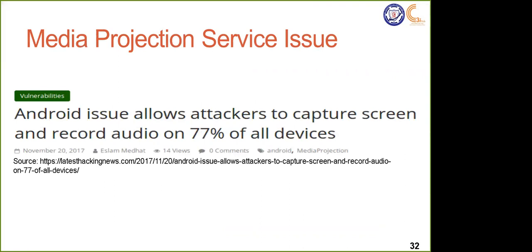And there is the media projection service issue. This issue is related to the media service, which facilitates screen recording or screenshots. An application can capture the screen or record audio, even record the entire screen, without the knowledge of the user. This vulnerability was also discovered in 2017, and it is vulnerable up to Android 7.1.